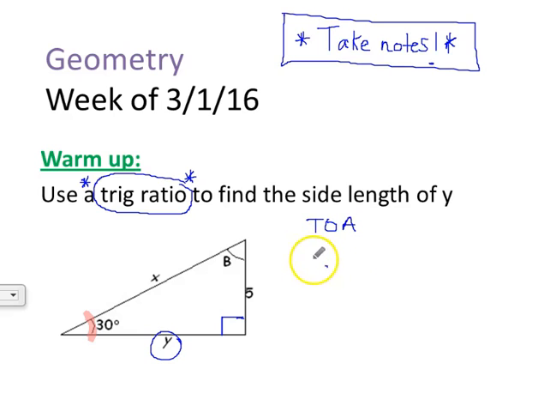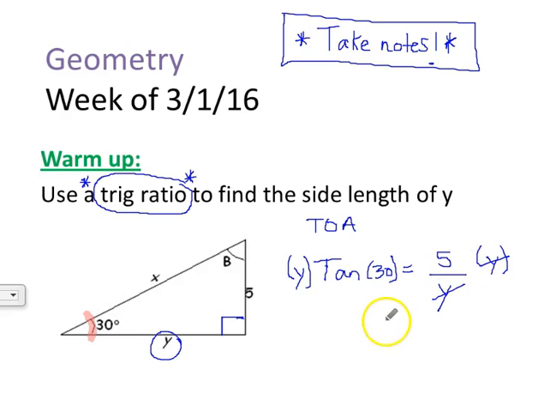So let's go ahead and set up that ratio. So we would say tangent 30 equals, remember TOA, opposite side. The opposite side is going to be 5 over the adjacent side, which is y. And we need to solve for y. A quick way when you've got your unknown in the denominator, you need to move that to the numerator so that you can solve for it. So what I'm going to do is multiply both sides by y. And that way the y's cancel out on the right side. Now we're left with y times tangent 30 equals 5.